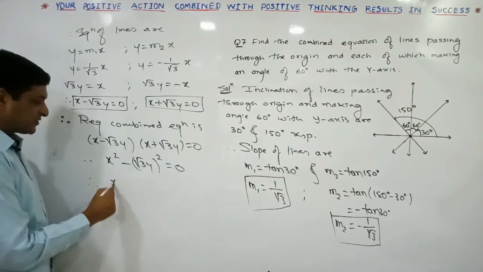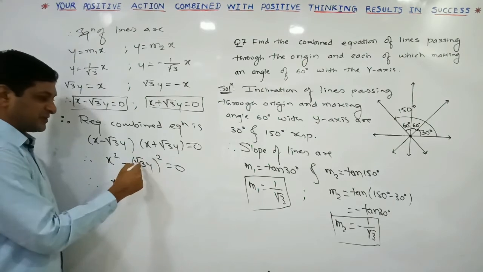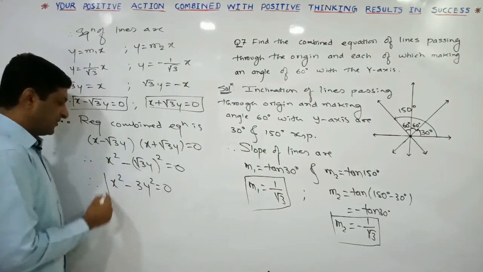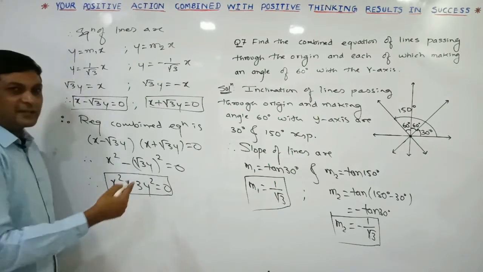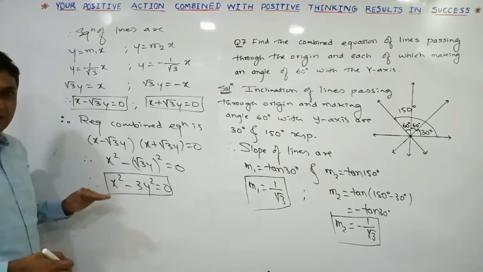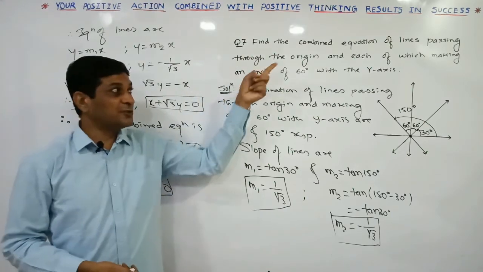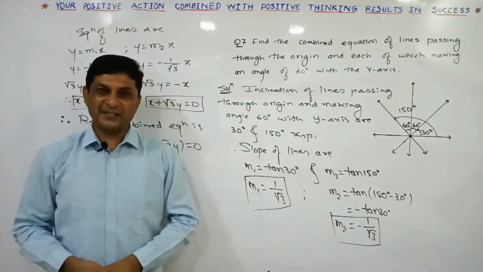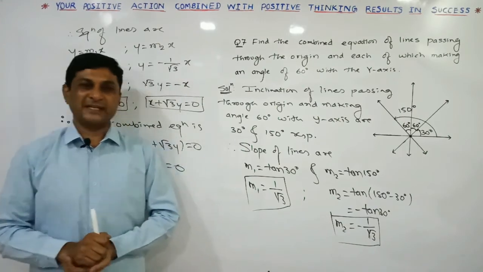So therefore x square, keep it as it is, minus also as it is. Square of root 3 is 3 and square of y is what? Y square. In this way we have got required combined equation. So this is combined equation of pair of lines passing through the origin and making an how much angle? 60 degree with the y-axis. In this way we have completed second exercise.